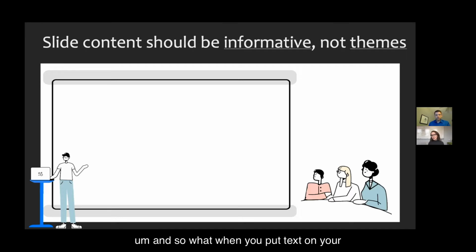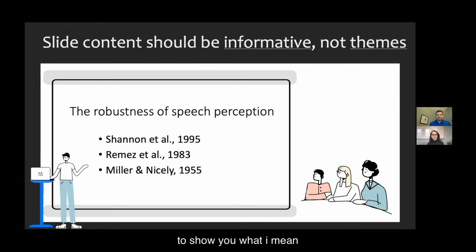And so when you put text on your slide, you really want it to be helpful for your audience. And you don't want to put broad themes that are very unhelpful for your audience. I'll walk through an example to show you what I mean. Okay, so here's an example of someone throwing up a statement on their slide, and it says the robustness of speech perception. So this is a general idea, a theme, but it's not really helpful for your audience, especially if you then follow it up with a list of citations.